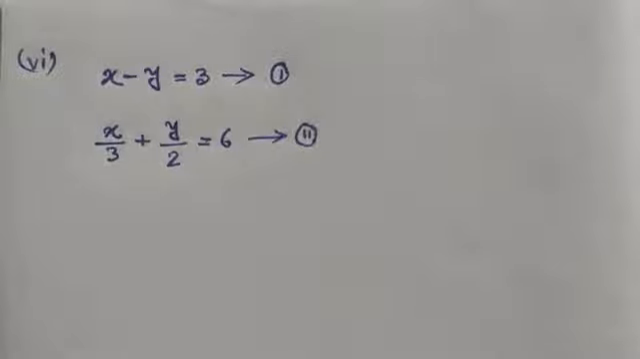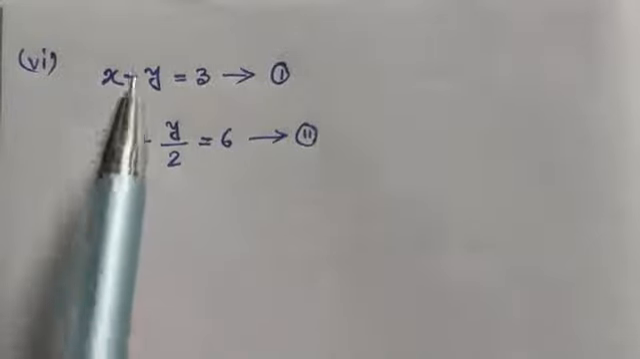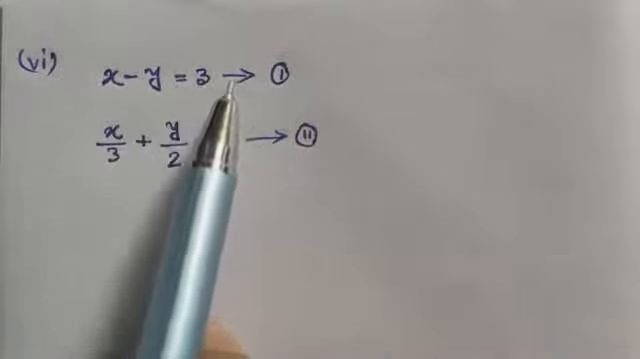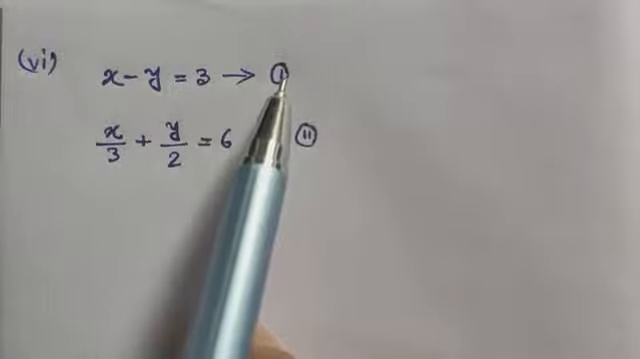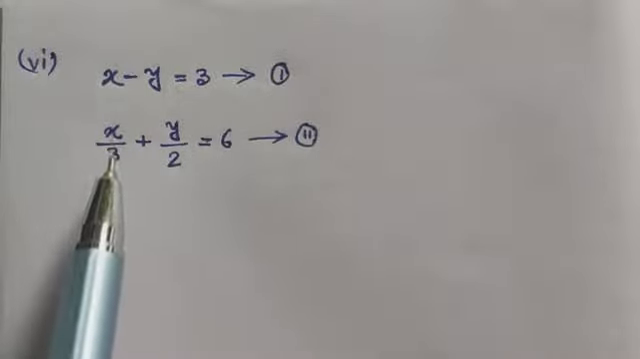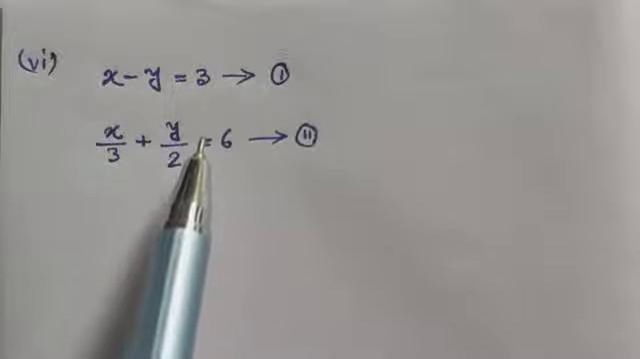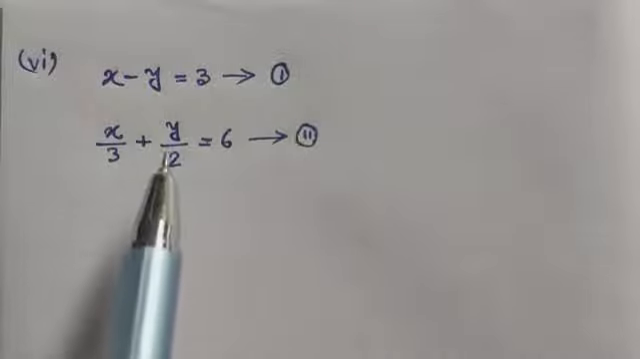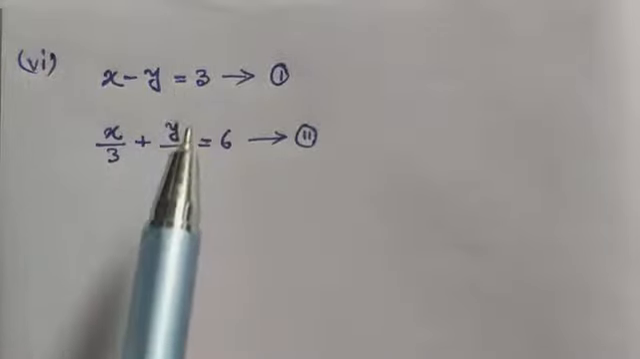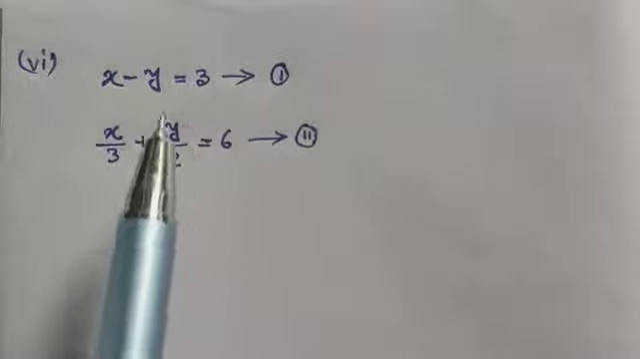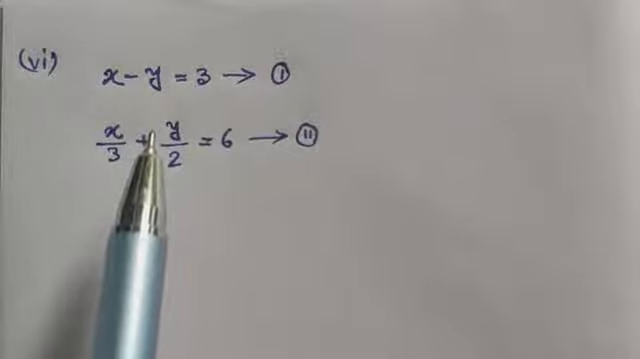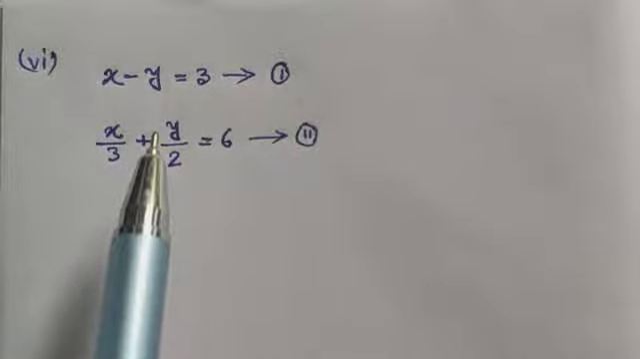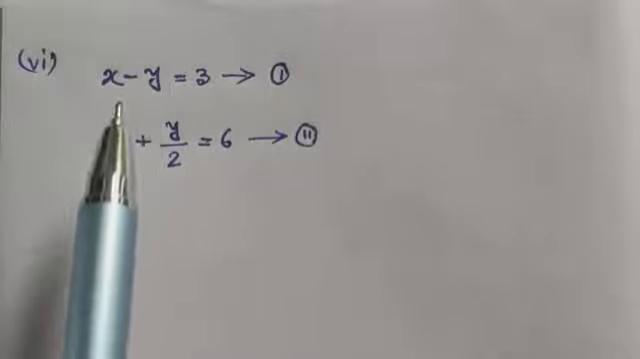In the sixth question, the two equations given are x minus y is equal to 3, given as equation number 1, and x by 3 plus y by 2 is equal to 6, given as equation number 2. Now we need to solve this pair of linear equations in two variables by the method of elimination. Before elimination, we must see how to eliminate it.